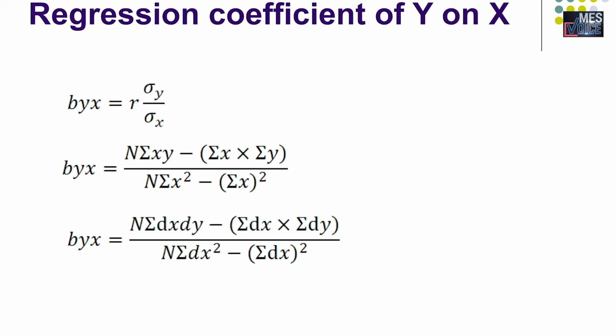First one, byx equal to r into sigma y by sigma x, or byx equal to n into sigma xy minus sigma x into sigma y divided by n into sigma x square minus sigma x the whole square. Or we can use another formula, byx equal to n into sigma dx dy minus sigma dx into sigma dy divided by n into sigma dx square minus sigma dx the whole square.